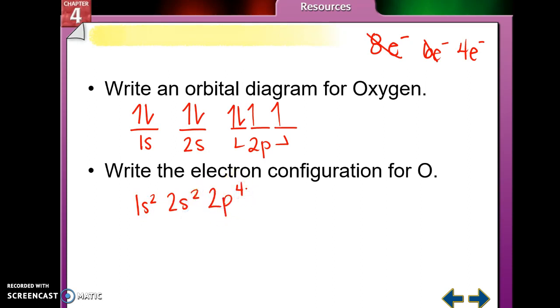2p4. The big 1s and 2s, those tell me the energy level, the principal quantum number. The s and the p tell me the sublevel that it's in. And the superscripts tell me how many electrons there are. 2 plus 2 plus 4. That's 2 plus 2 is 4, plus 4 is 8, and that accounts for the 8 electrons that oxygen has.